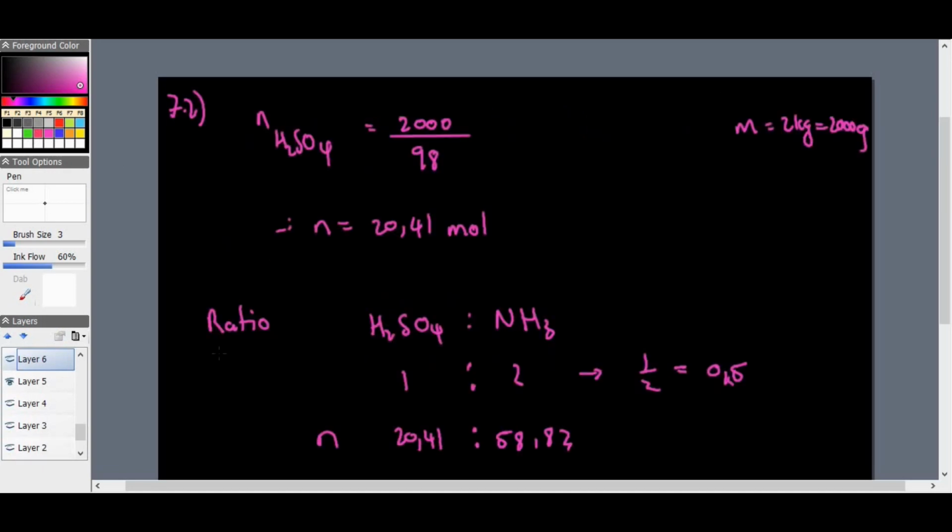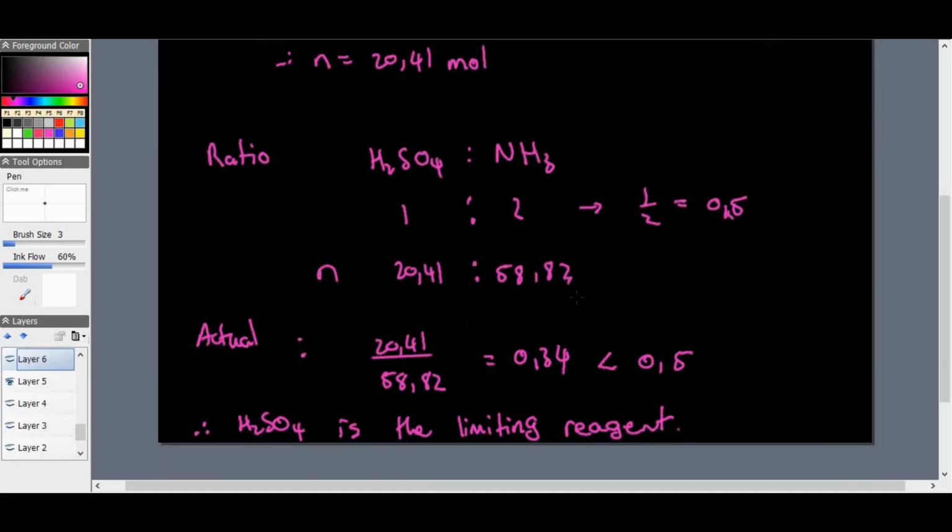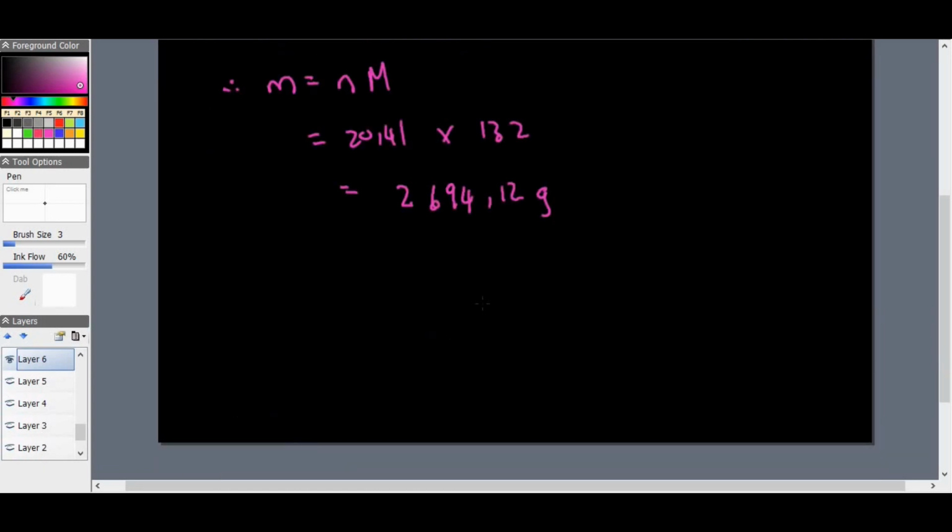So in the previous slide, we worked out the amount of moles of H2SO4, so we can find out the limiting reagent. Now that we've got the limiting reagent and an amount of moles here, we can jump straight to the final answer, which is to calculate the maximum mass of ammonium sulfate that was produced. And this is the way we calculate it.